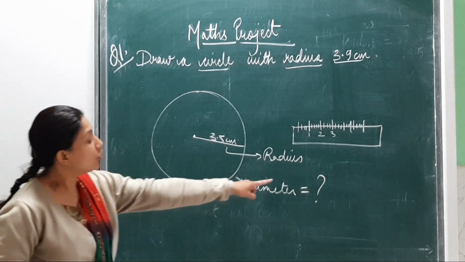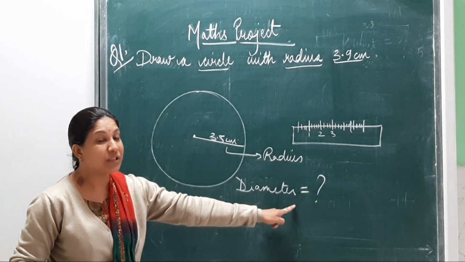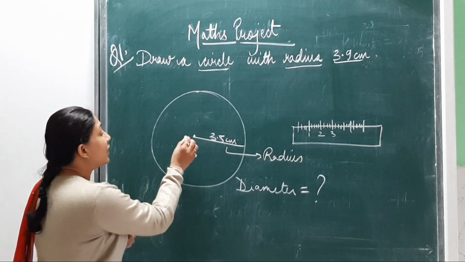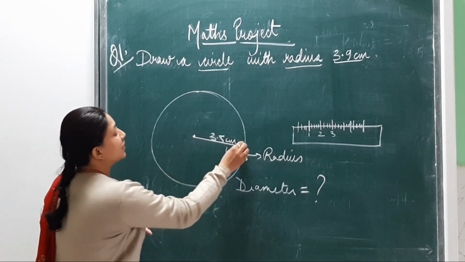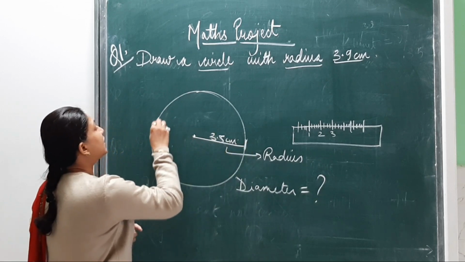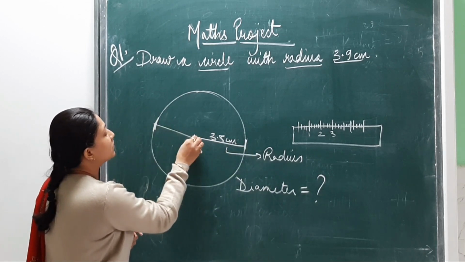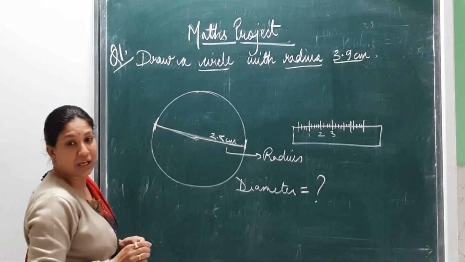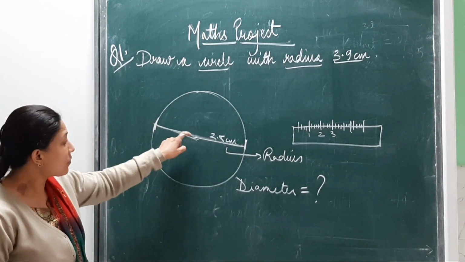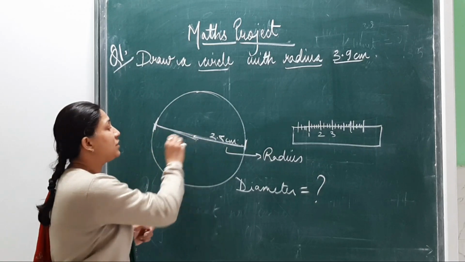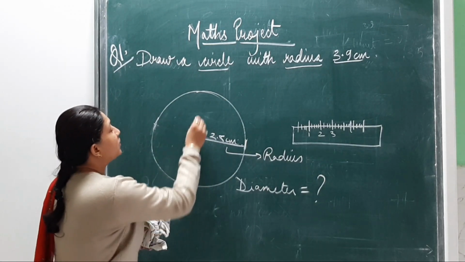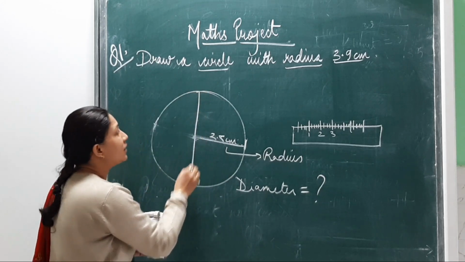Okay, this is your part. You know what a diameter is? Twice the radius is the diameter. Or when a line crosses the center and touches the circumference of the circle from both sides, a straight line, this is your diameter. You have to measure the diameter also. So for this, don't do dirty work. From here only, draw one line like this.